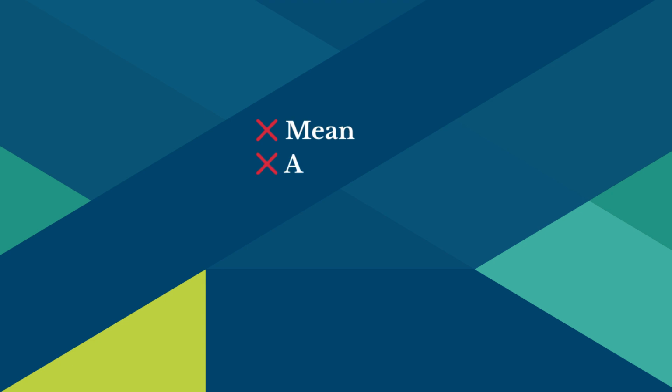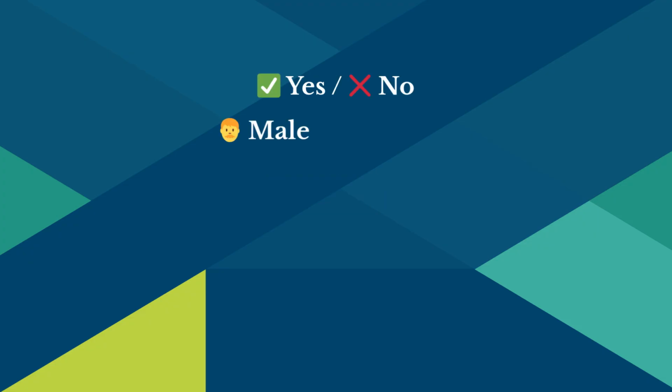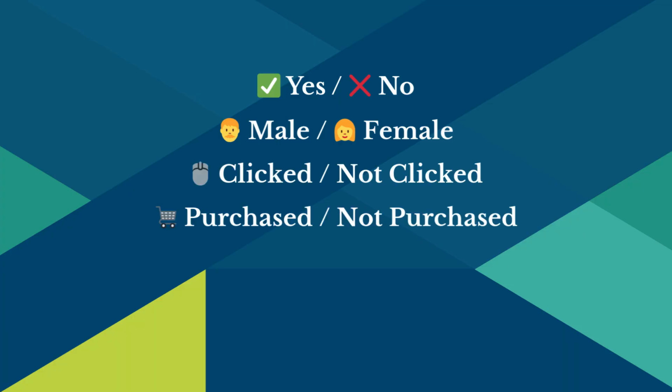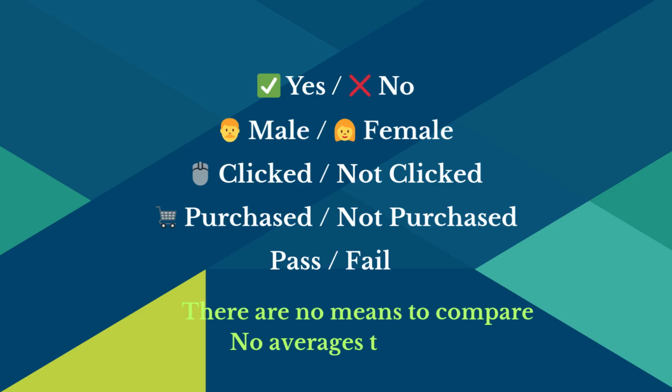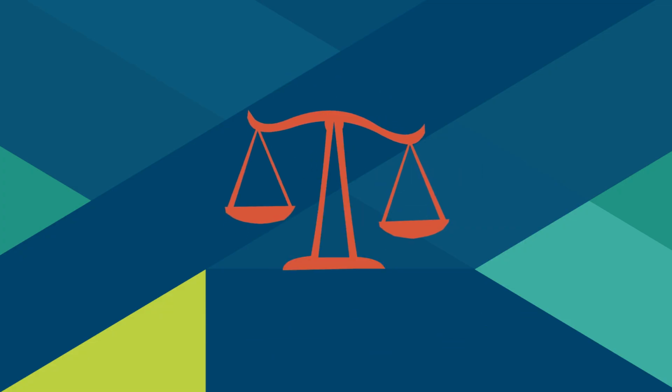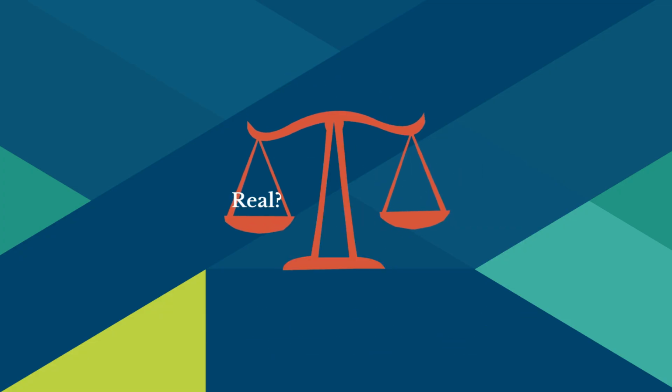Sometimes data doesn't come as averages or scores. Instead, it comes as categories: yes or no, male or female, clicked or not clicked, purchased or not purchased, passed or failed. There are no means to compare, no averages to subtract. But the question is still the same.